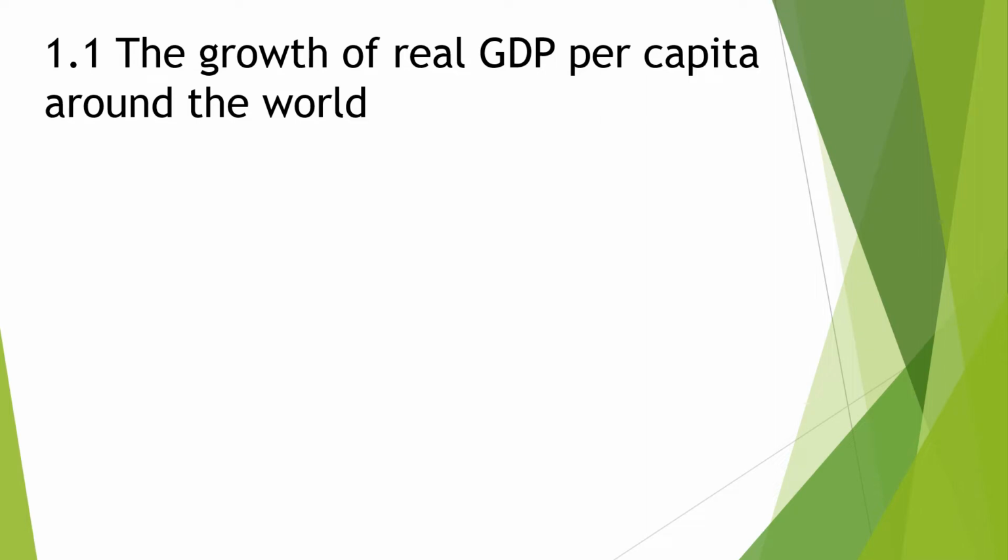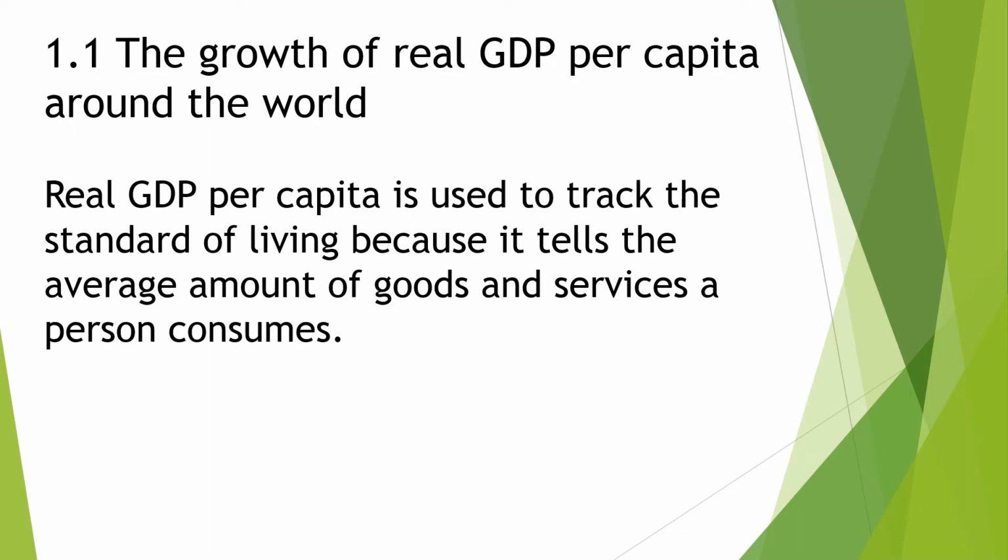So next, we want to see how the economy grows around the world. When we try to do that, we want to use real GDP per capita to track the standard of living. Real GDP per capita means GDP per person. The reason is that it tells the average amount of goods and services a person can consume.